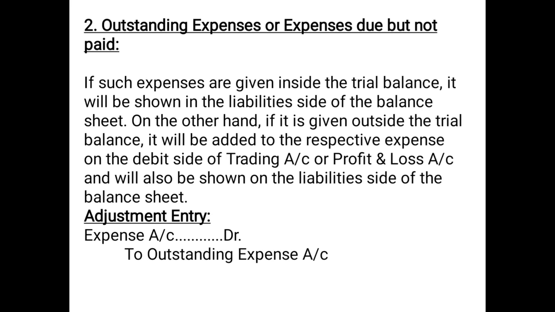Why are we crediting outstanding expense? Because it is a liability for the business. And why have I written here on the debit side of trading account or profit and loss account? Because if the expense is of direct nature, then obviously it will be shown as an addition to the respective expense on the debit side of the trading account. On the other hand, if the expense is an indirect expense, then it will be shown as an addition to the respective expense on the debit side of the profit and loss account. So this is the adjustment regarding outstanding expense.